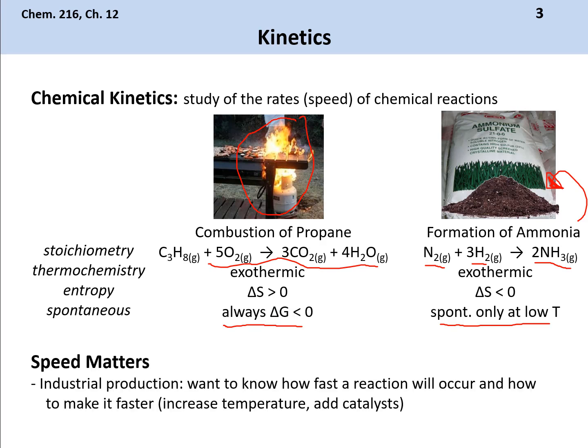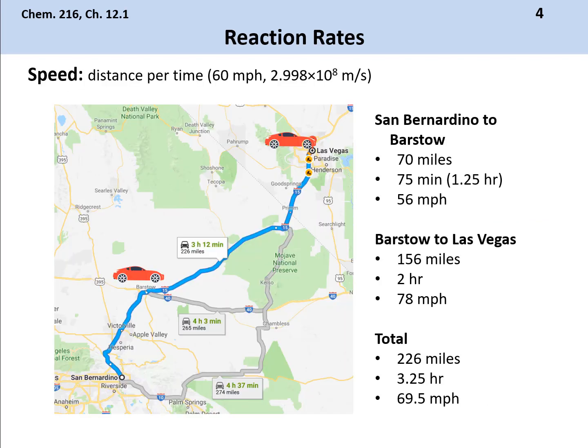Speed matters because I want to know whether I should run away from this burning table and whatever the heck else is on there. But it also matters if we're looking at industrial production, right? Or in a lab. In a lab, you always want things to be faster, right? So I want to make sure this reaction can be as fast as possible. All right, so let's talk a little bit about speed or rates.